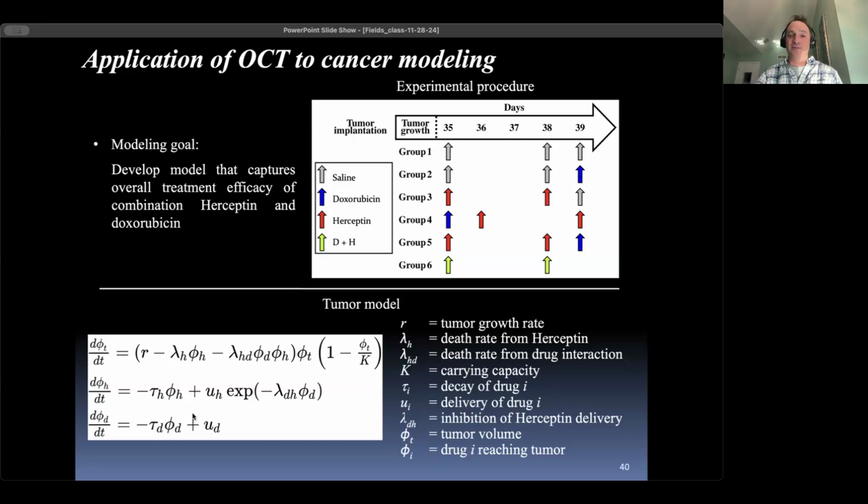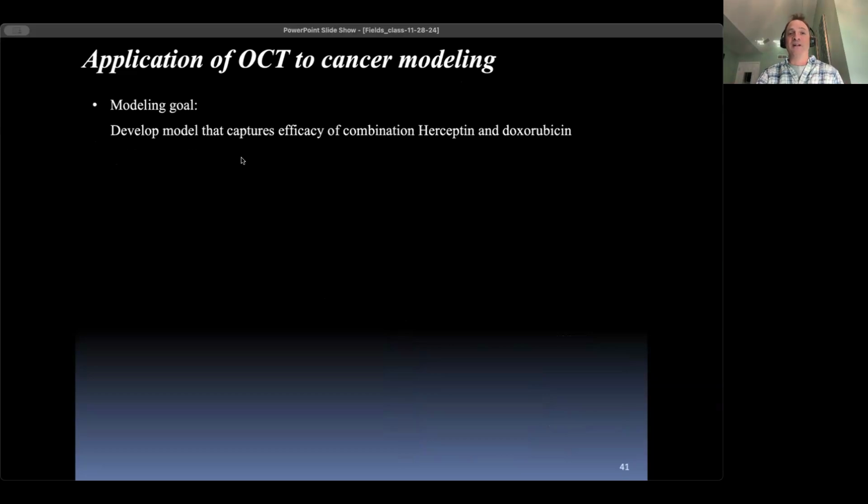So we have this model. There was a whole host of models. We did model selection, and this is the one that sort of won. So we took this, calibrated to each one of these data points for each group, and the calibrations are good. All right, so our modeling goal: develop a model that captures the efficacy of that combination.